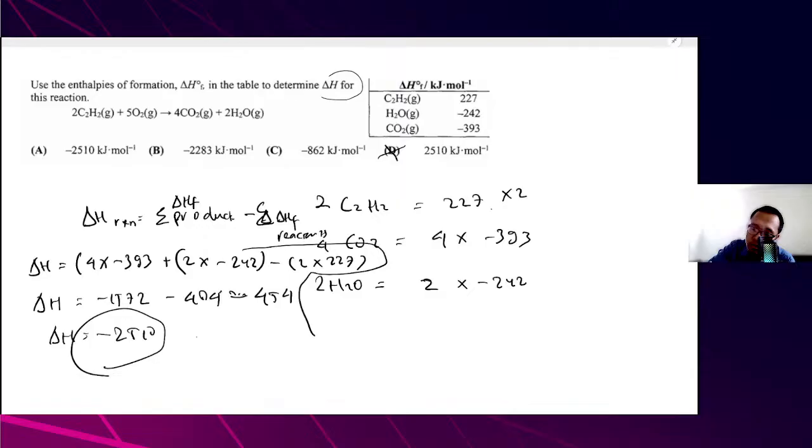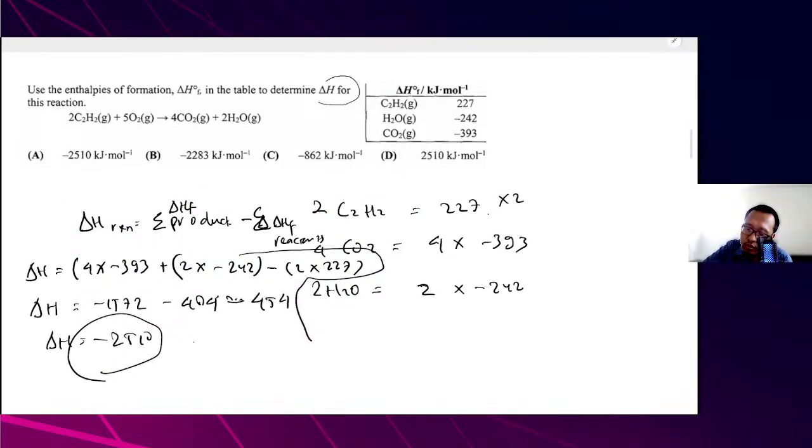Just remember the equation: the product minus reactant. Okay, so the answer will be D. Oh, sorry, it will be A. Sorry, guys, because we need to remember the sign itself. The sign is minus, not D. D is plus. So use product minus reactant for enthalpy of reaction. Remember delta H for any element in its standard state, like O2, is 0. Multiply each delta HF by its coefficient in the balanced equation. Okay, and then it's done after that.